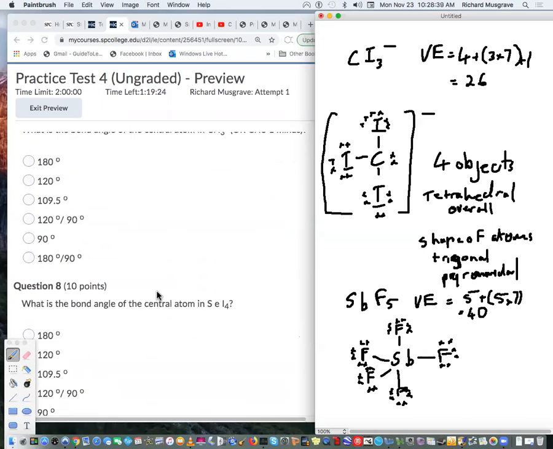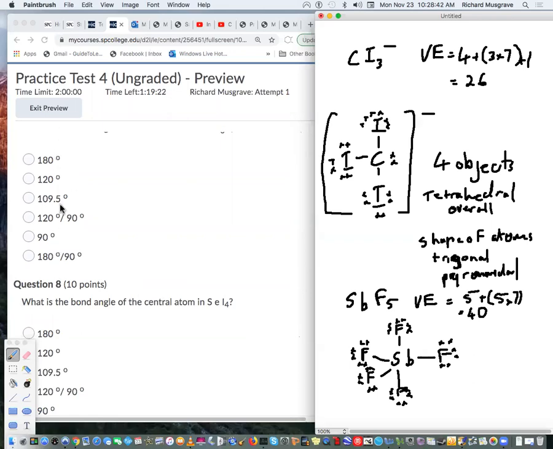I think I misspoke. I think you should look at the shape of the atoms to get the bond angles. I apologize for that. Not the overall shape. Look at the shape of the atoms, and that'll give you the bond angles.